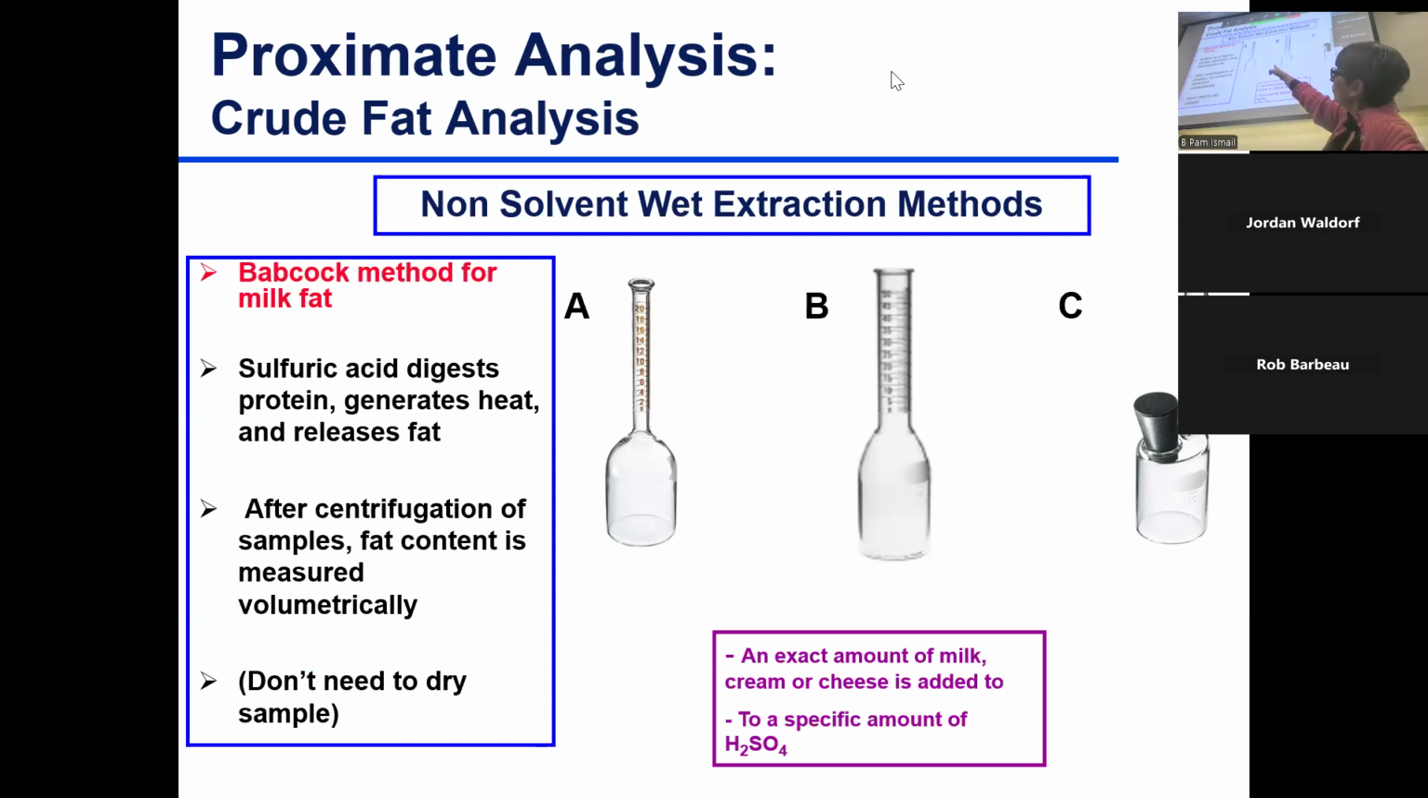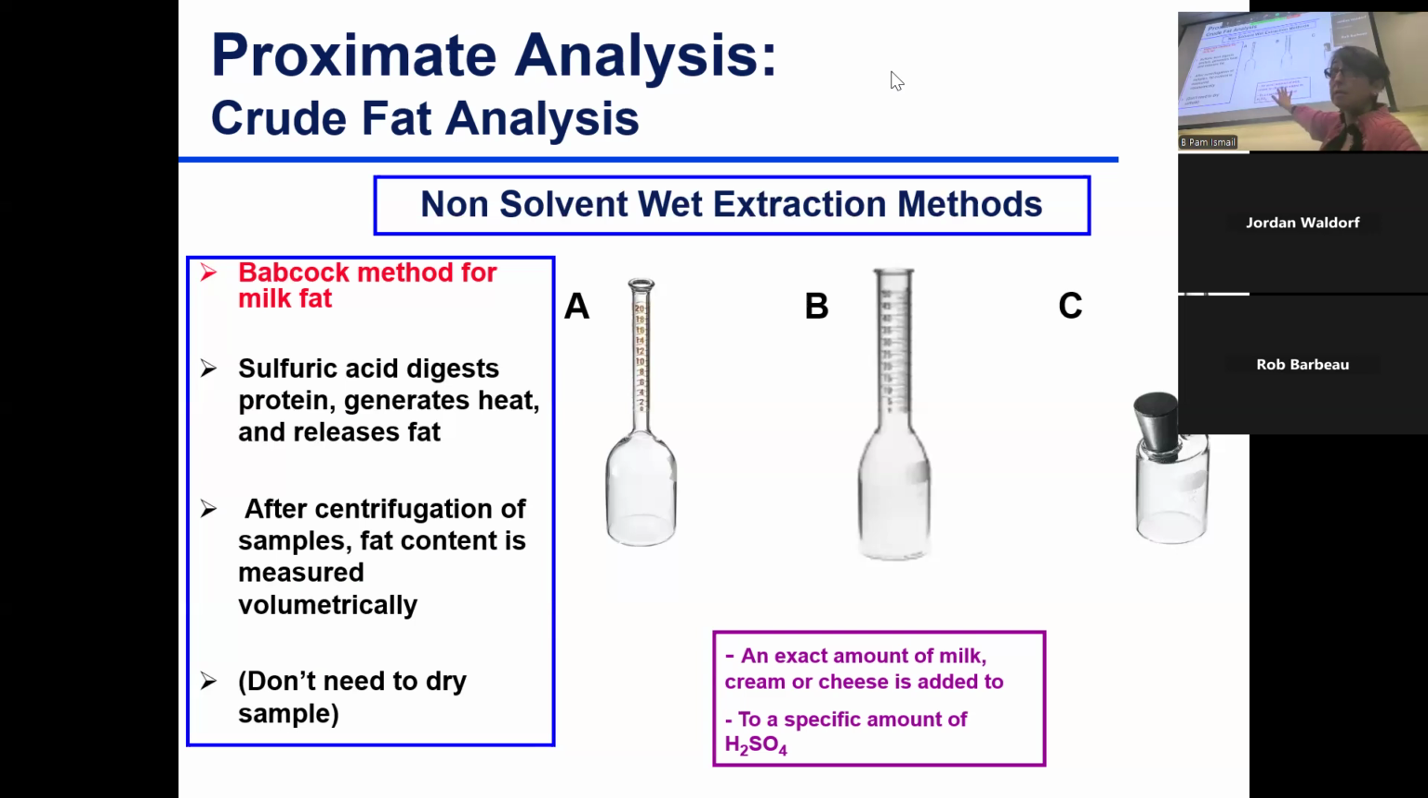A is used for milk, B is used for cream, C is for cheese. And you can see there is this fork that you remove to put in the sample, because cheese you can't just pour down. So you weigh your sample. Well, actually, it's volume based, especially for milk. You put a known amount of milk with the same volume of concentrated sulfuric acid. I believe it's 17.6 or 17.8 milliliter. You don't have to remember that, but it is the same volume for milk and concentrated sulfuric acid.